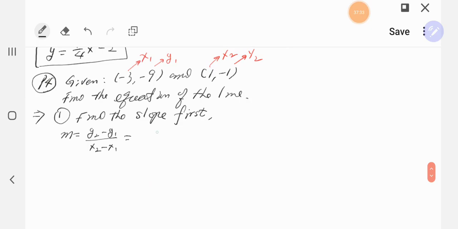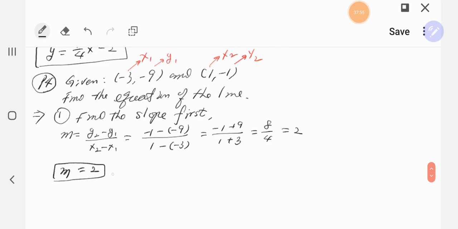So y2 minus y1 over x2 minus x1 is equal to negative 1 plus 9 over 1 plus 3. So 8 over 4, which is 2. So we found the slope. Slope is 2. And then let's use any point. Why don't we use 1 and negative 1?